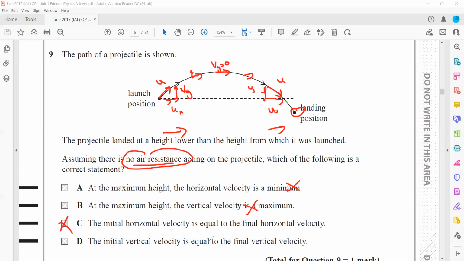Why not D? Initial velocity is equal to final velocity. It won't be, because if the projectile lands on the same level, then the initial will be equal to the final. But in the question, it landed a bit lower. So it means its velocity won't be the same.